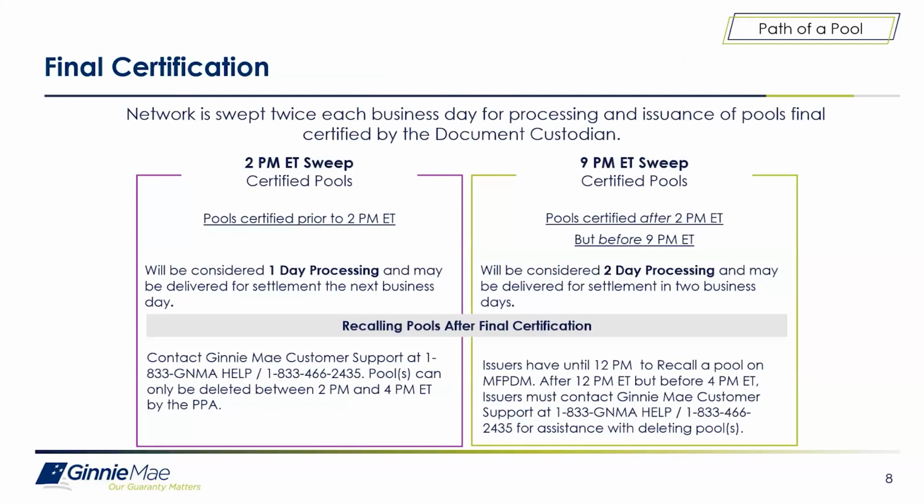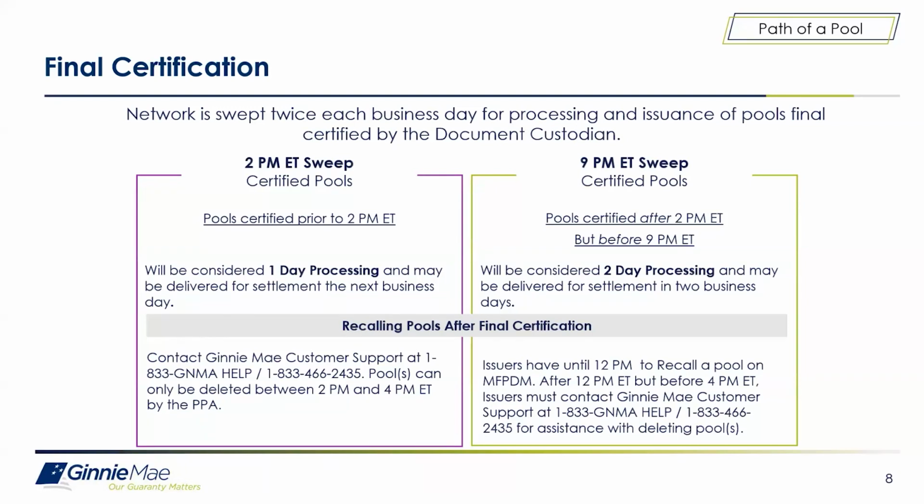Okay, this is just to give you more detail in reference to what we just spoke about. The network is swept twice each business day for processing and issuance of pooled finals certified by the document custodian. We have the 2 p.m. sweep. Pools certified prior to 2 p.m. Eastern time will be considered one-day processing and may be delivered for settlement the next business day.